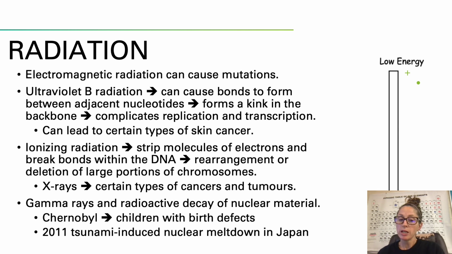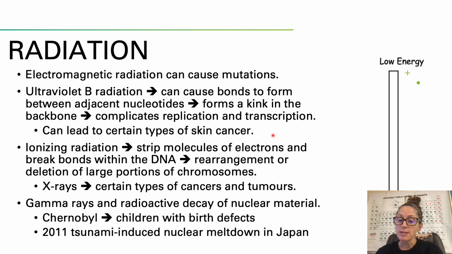Radiation, we try to avoid, we know this. And this is some background information about why. Electromagnetic radiation can cause mutations. Ultraviolet B radiation coming from the sun can cause bonds to form between adjacent, side by side, nucleotides. This is going to cause a kink in the backbone of the DNA. This can complicate replication and transcription, and is often known to lead to certain types of skin cancer.